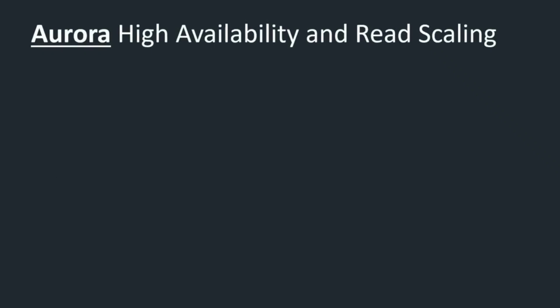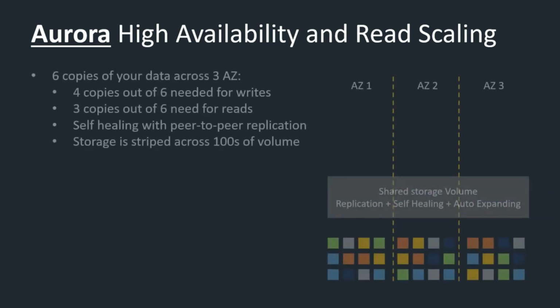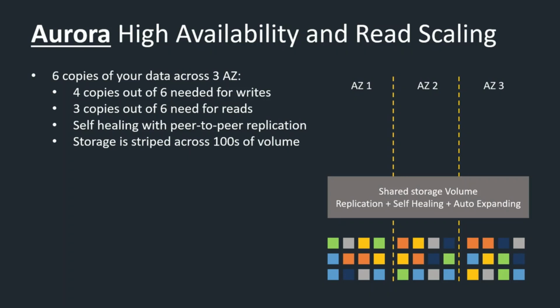So let's talk about the aspects that are super important, which is high availability and read scaling. Aurora is special because it's going to store 6 copies of your data anytime you write anything, across 3 AZ. And Aurora is made to be highly available, so it only needs 4 copies out of 6 for writes. That means that if one AZ is down, you're fine, and it only needs 3 copies out of 6 for reads. So again, that means that it's highly available for reads.